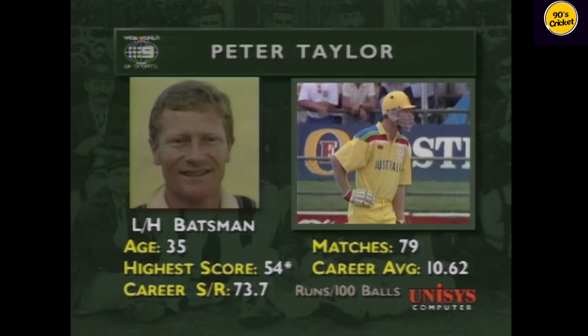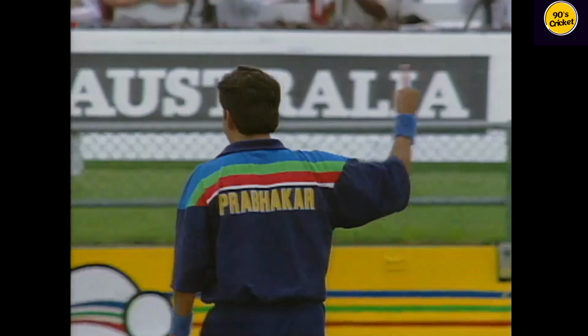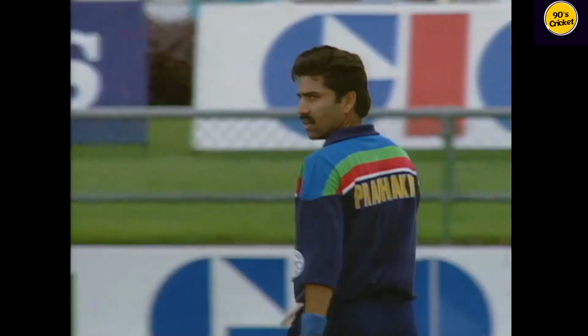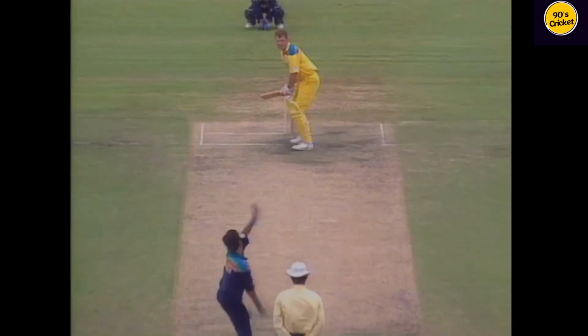Peter Taylor's out there, but he's not on strike. Full toss, and that's out. So another wicket falls with the score on 236. So Australia now 8 down. Jadeja again taking the catch. Much easier catch that one, but these are vital wickets for India.